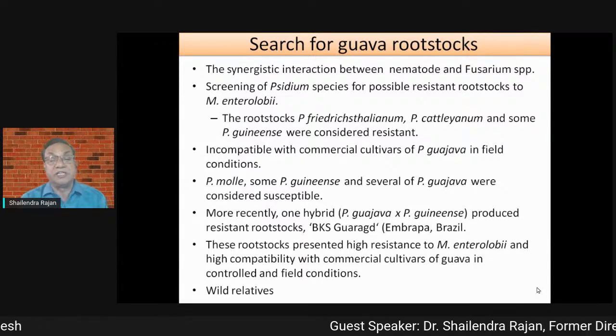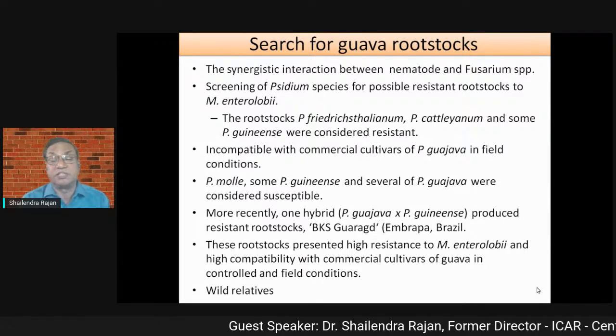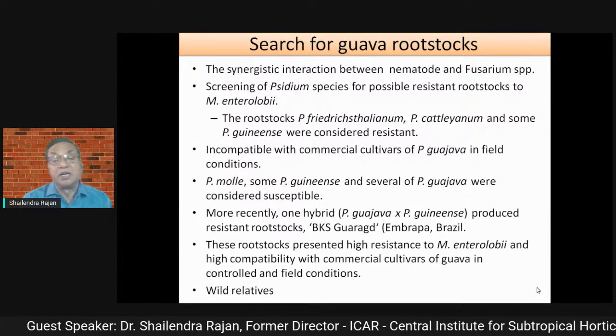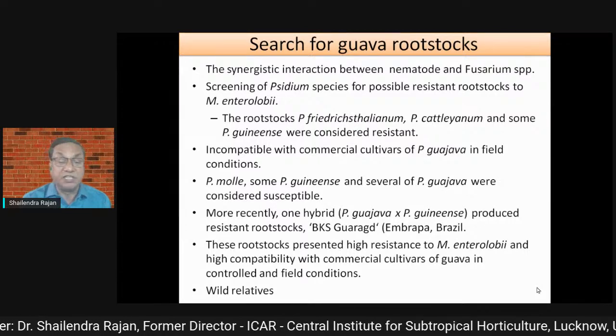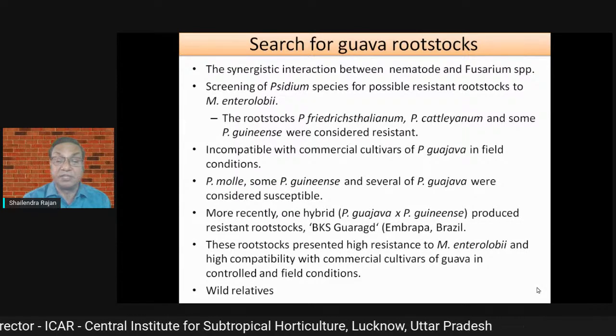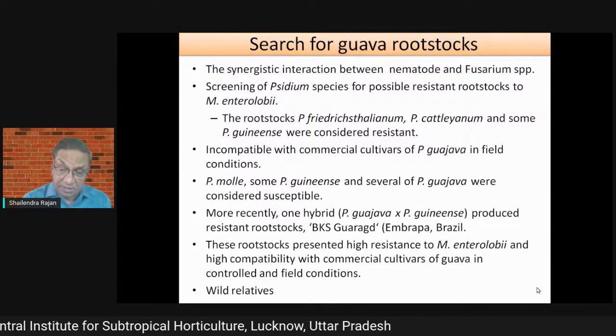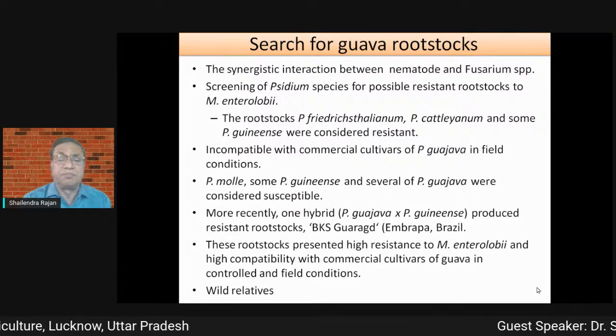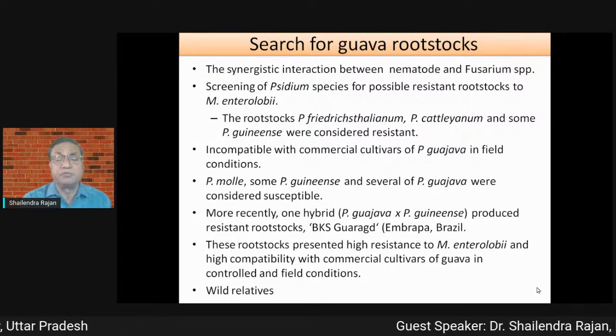But more recently, a hybrid between Psidium guajava and Psidium guineense, BKS guad, has been reported from Brazil to have resistance. This resistance, particularly for the important nematode, as well as for other soil conditions, we have to work out.